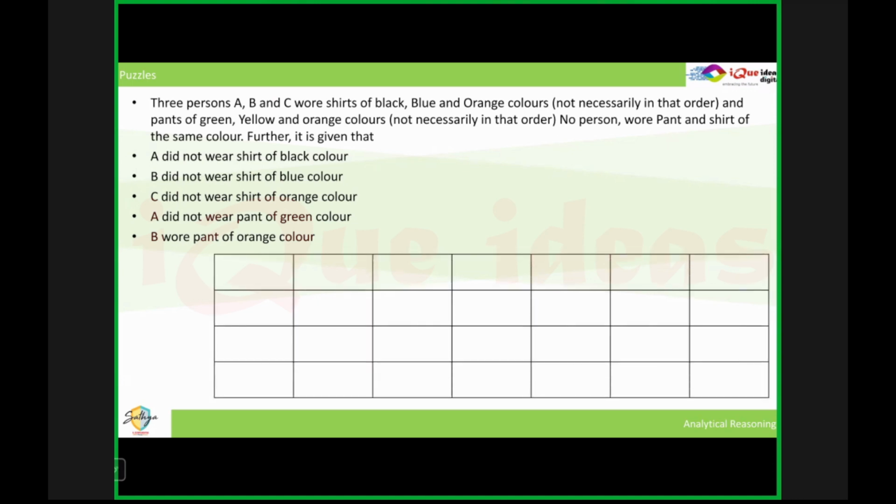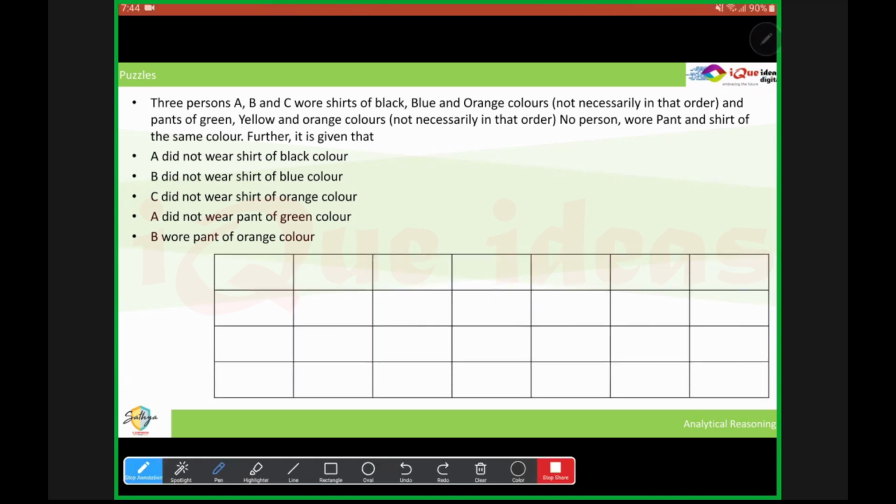So, I make a table like this where I put the persons A, B and C as the common column in the middle. On the right hand side, let's assume that I am putting my shirts. So, my shirts are of three different colors, black, blue and orange. And on the left hand side, I will put the data for pants in three different colors of green, yellow, and orange. Right? So in a single table, I will be able to connect the data of the persons with the shirt color and the pant color.